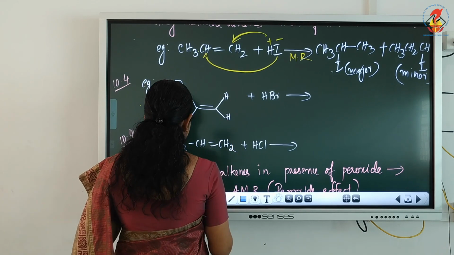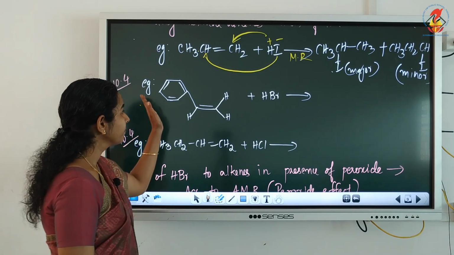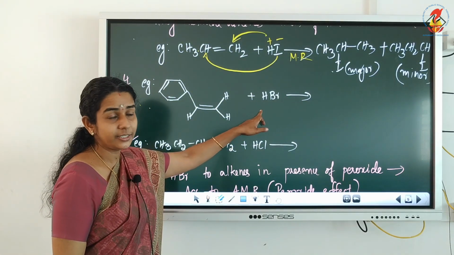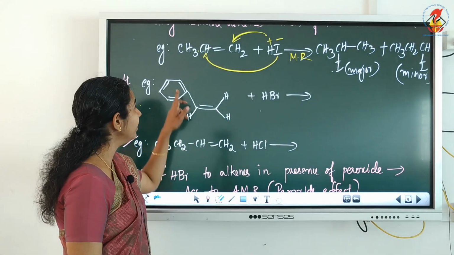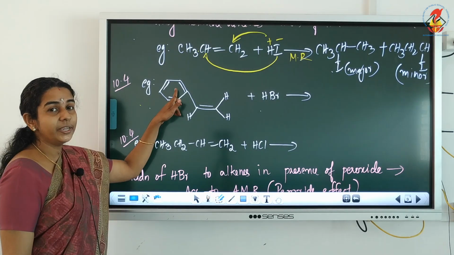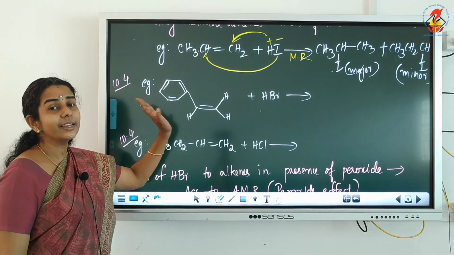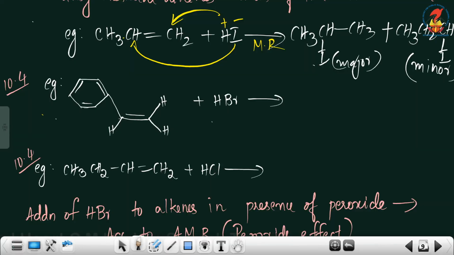Now the next example is actually 10.4 in your textbook exercise. So here also plus HBr is given and HX is given, and on the left hand side an alkene is given. Don't add HBr to here, this is not an alkene, this is a benzene ring, it looks like unsaturated but it is saturated. So we have to add HBr to this double bond, HBr on ionization H plus and Br minus.